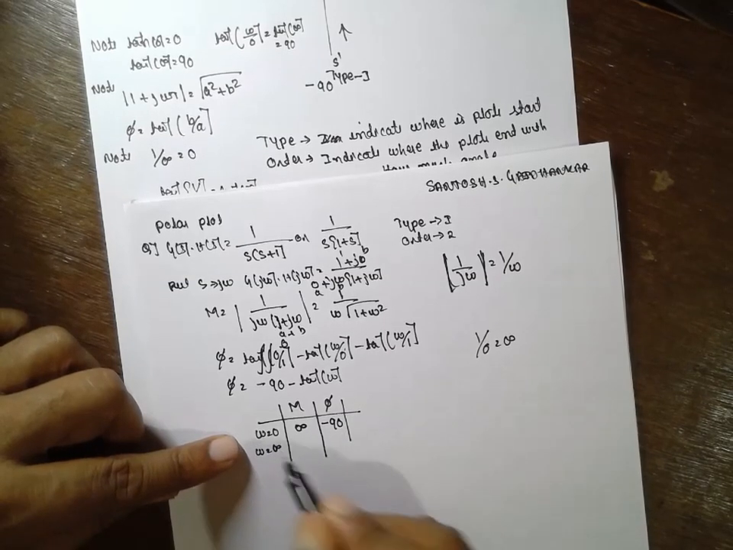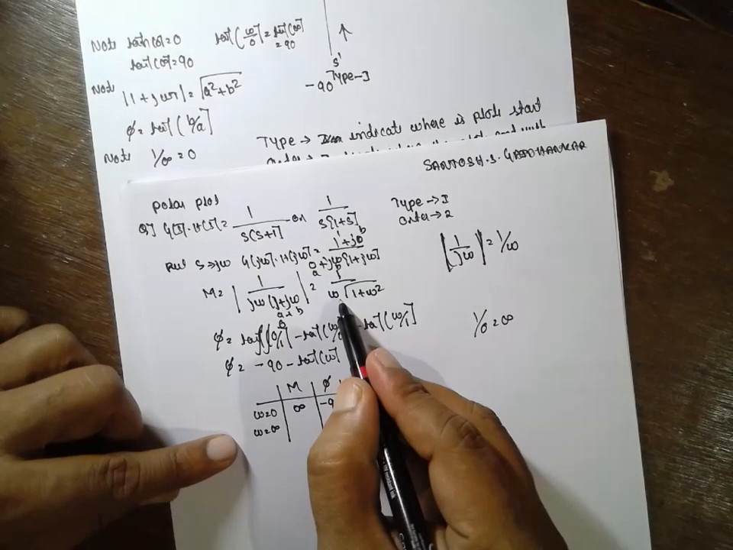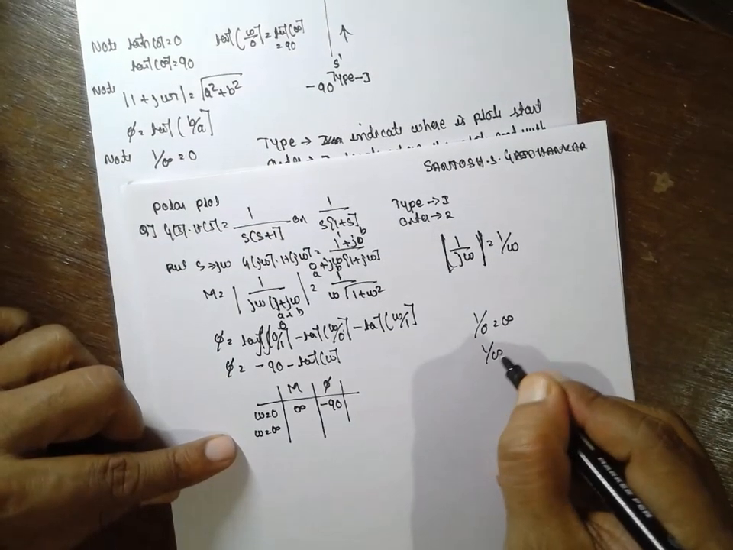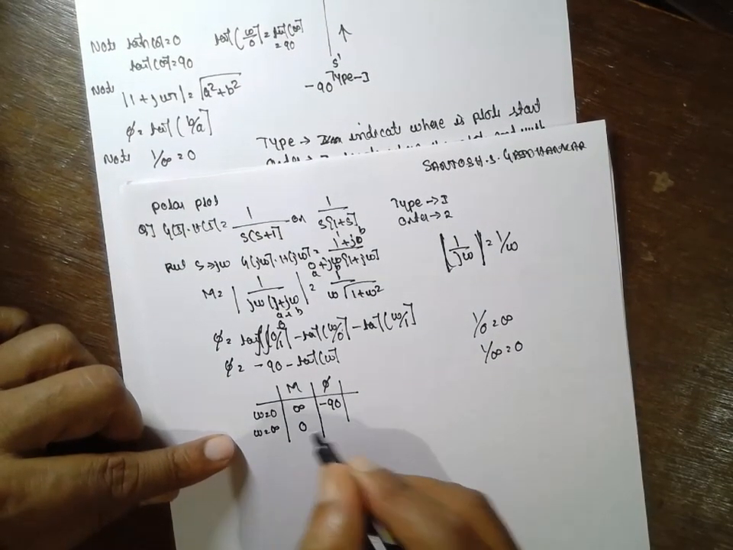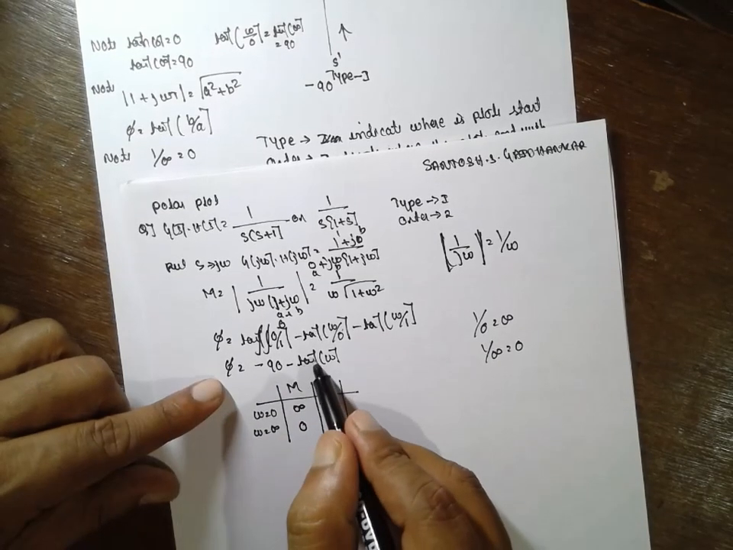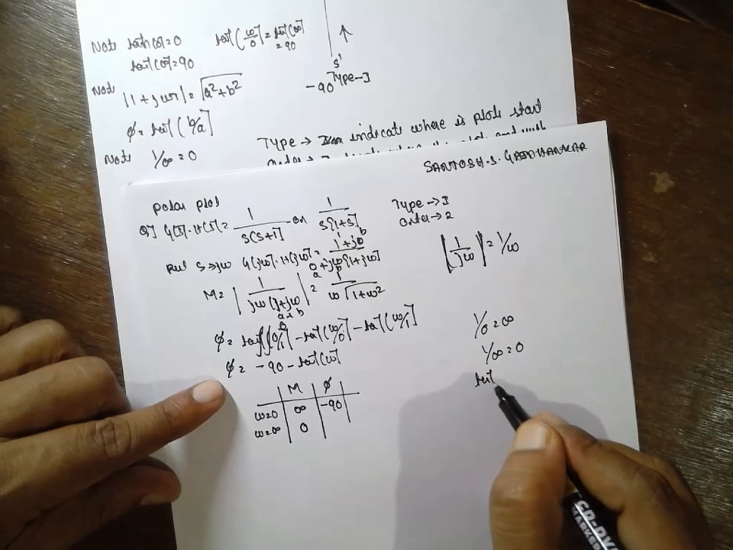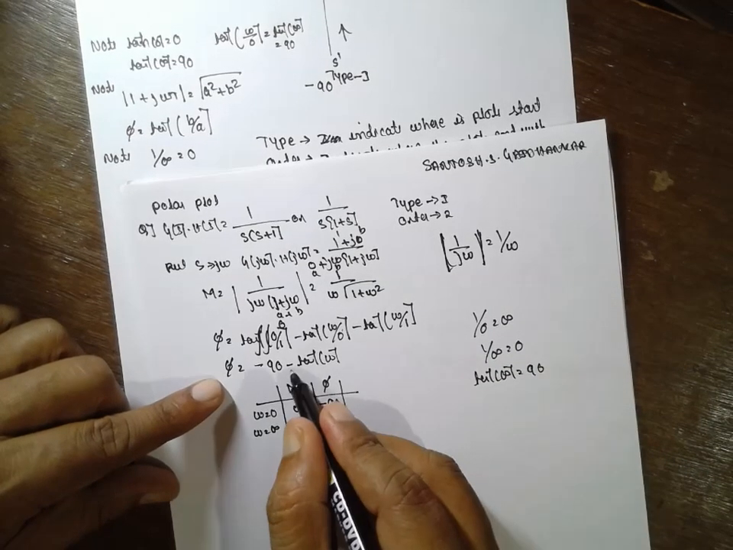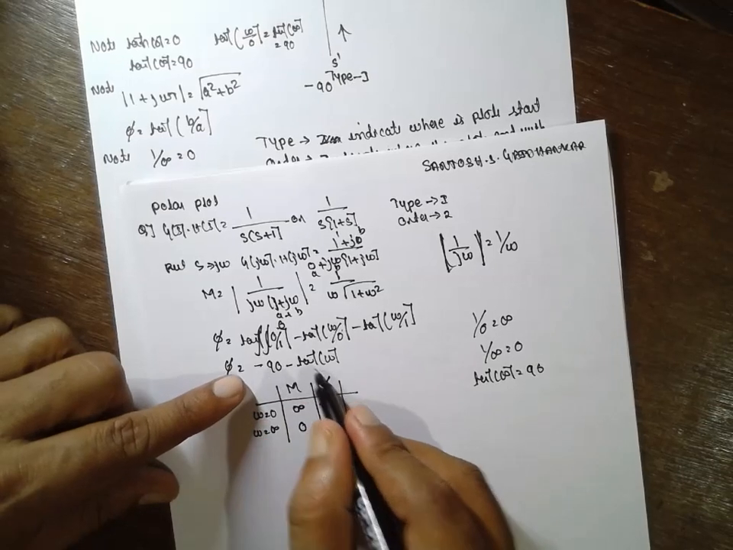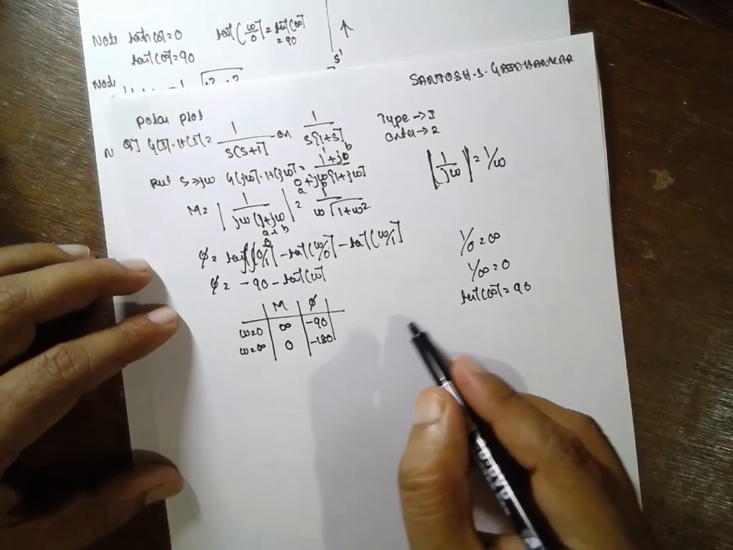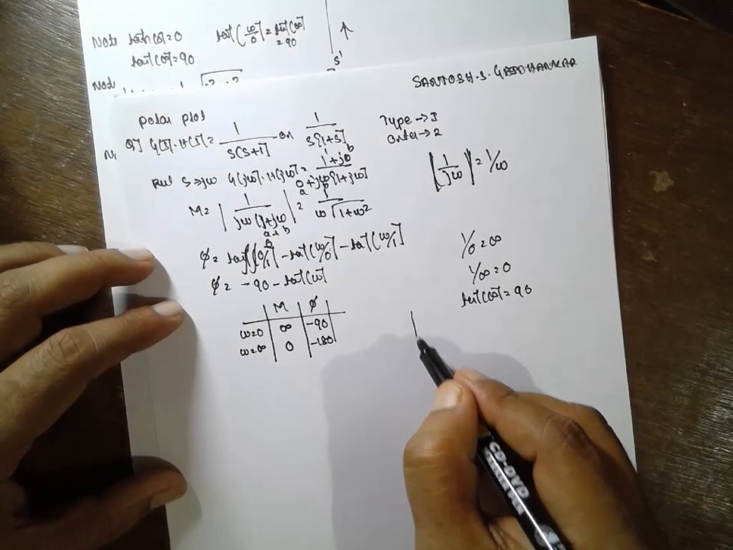Next, when omega is equal to infinity, substitute here: 1 divided by infinity is nothing but 0. Substituting omega equal to infinity, tan inverse infinity is nothing but 90. But the minus sign is there, so minus 90. Therefore, minus 90 minus 90 is minus 180. Now the diagram for this one is very simple.